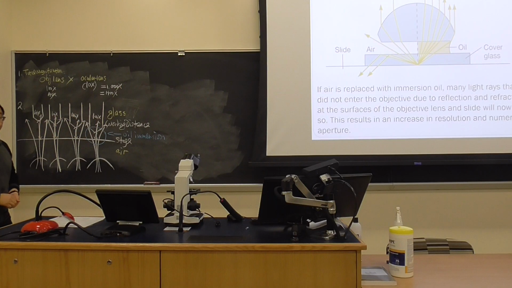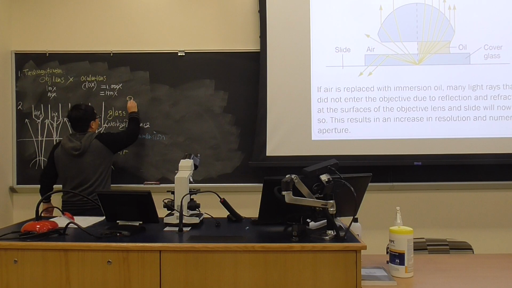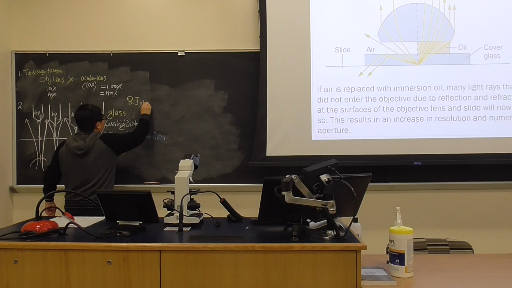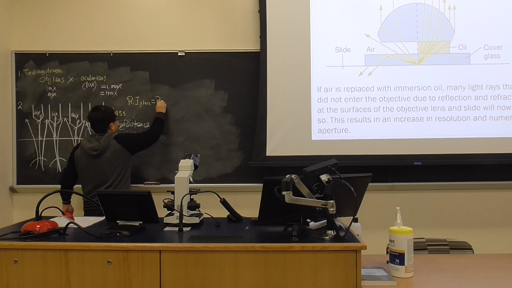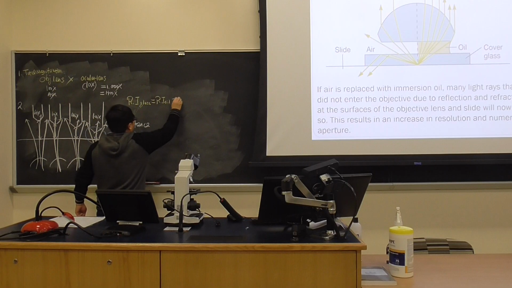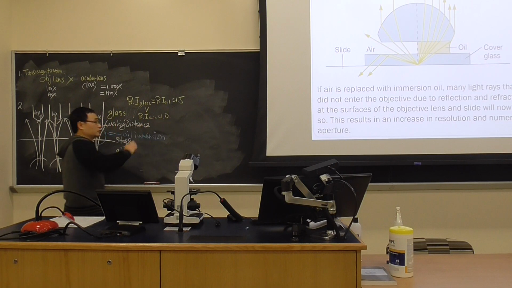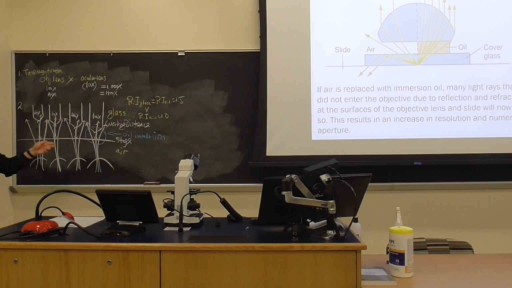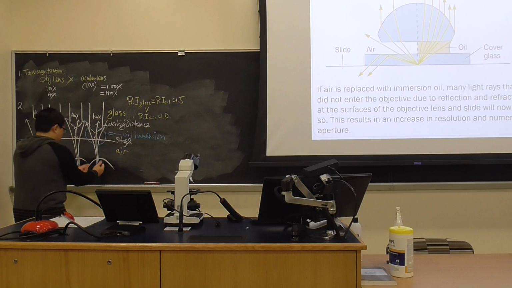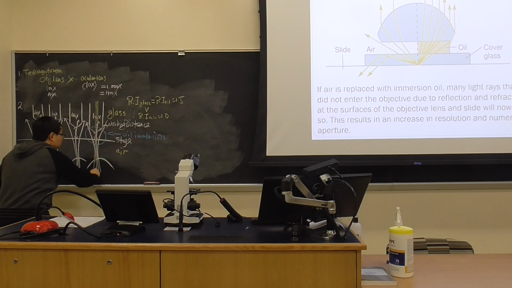Why? Because the refractive index of glass equals the refractive index of oil, which is 1.5, larger than the refractive index of air, which is 1.0. That's why when we observe bacteria using a microscope, we need to put oil there. Once we put the oil, the glass-air interface is gone, and the glass of the lens is the whole system.